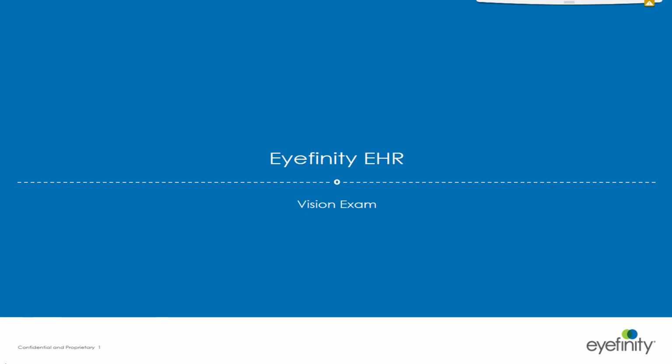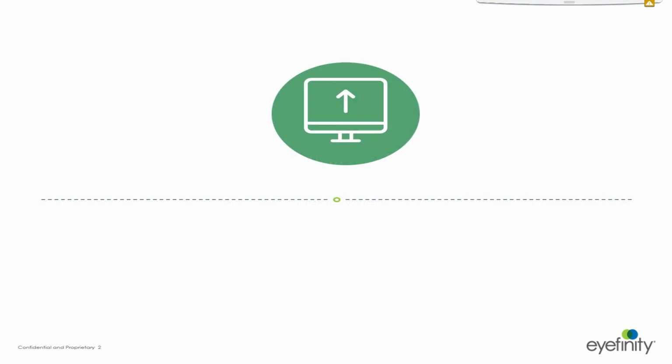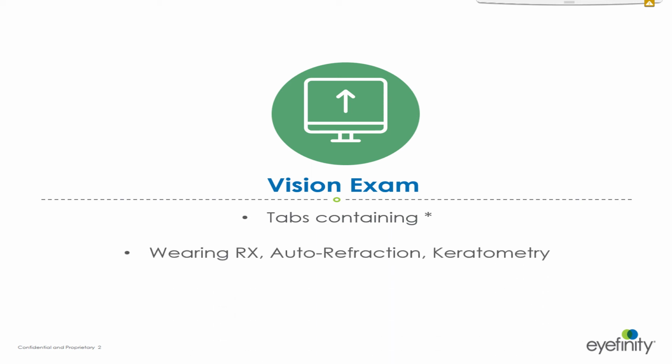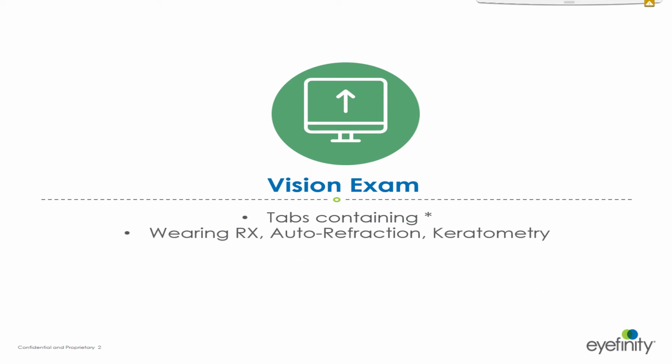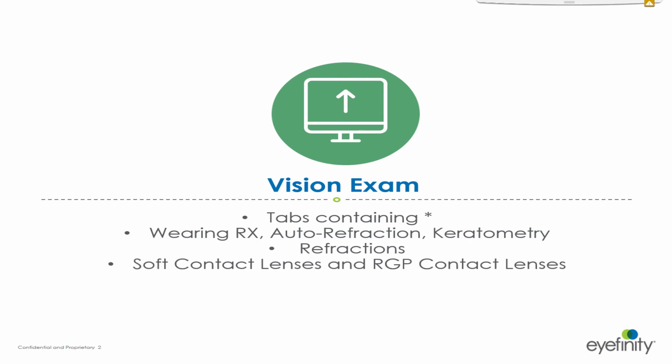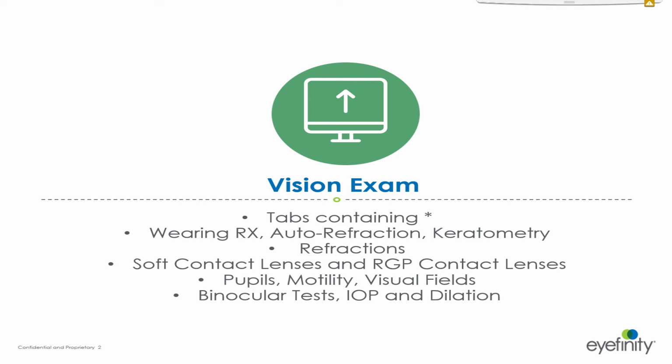This tutorial will cover the vision exam on the iPad. Following this tutorial, you will be able to identify all the tabs that contribute to billing, document wearing RX, autorefraction, and keratometry readings, document refractions, document soft contact lens and RGP contact lens RXs, mark pupils' motility and visual field, document binocular tests, IOP readings, and dilation drops, and document color vision.